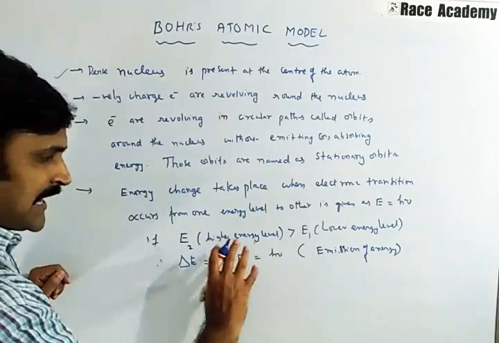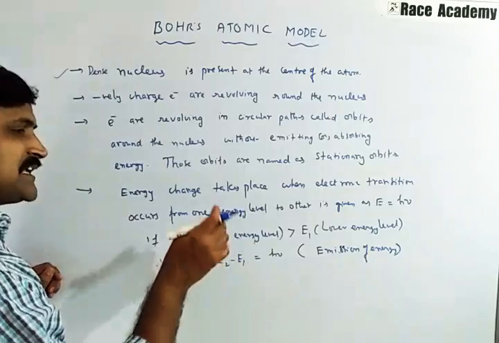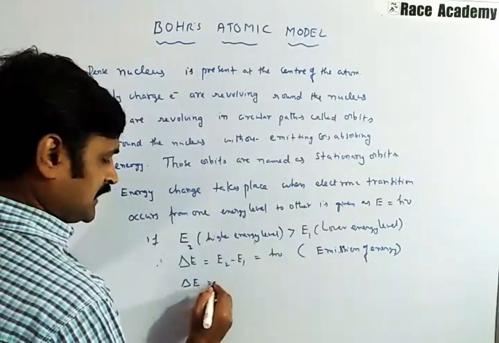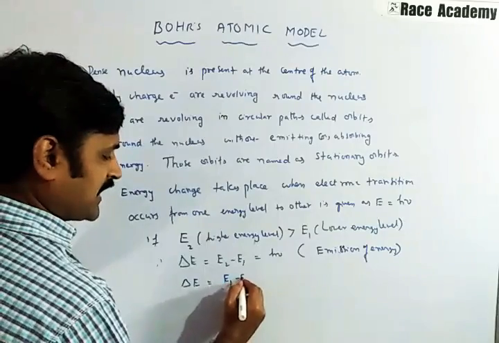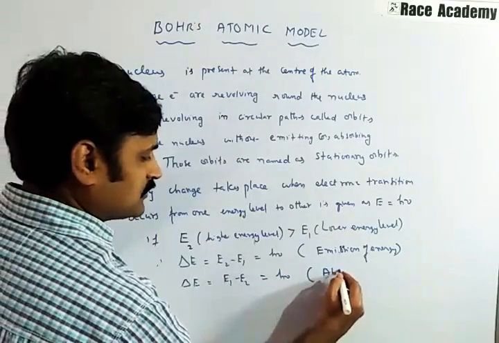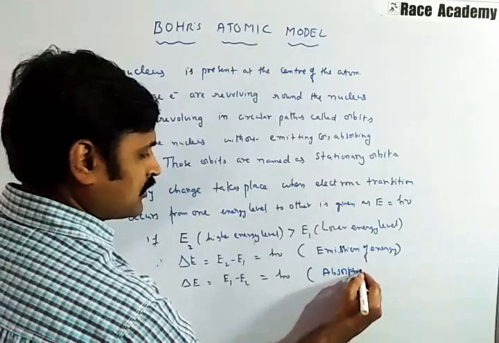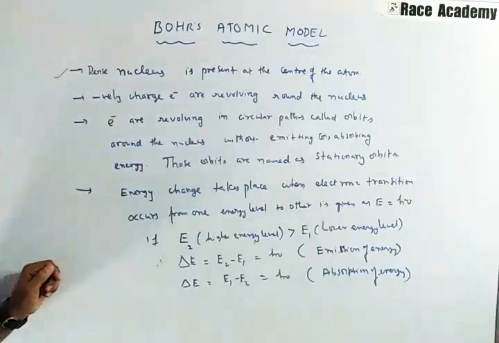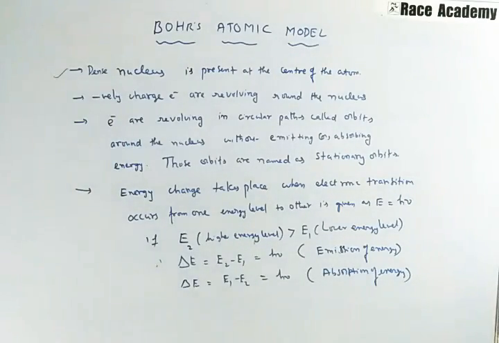If the electronic transition takes place from a lower level to a higher level, that means delta E, if you write E1 minus E2, then that is called absorption of energy.